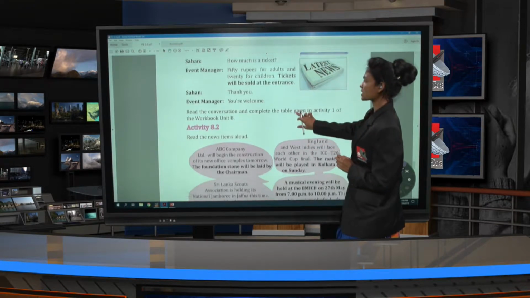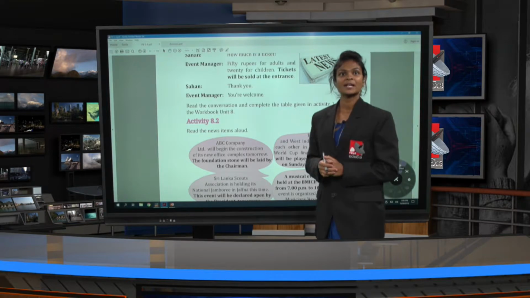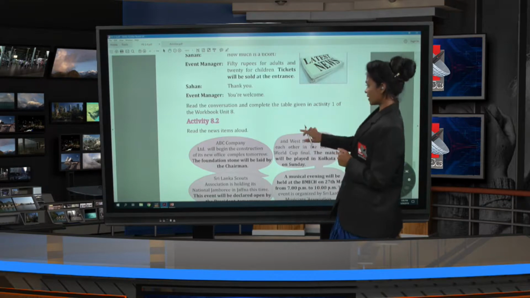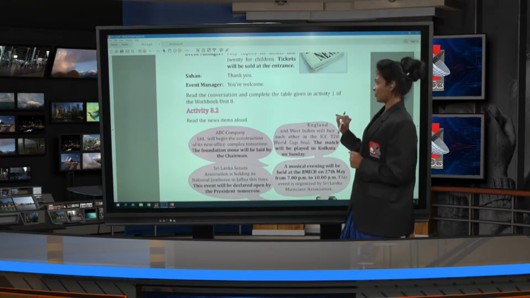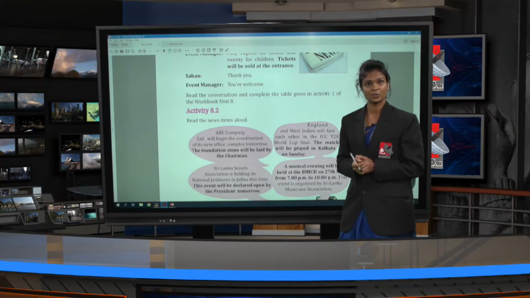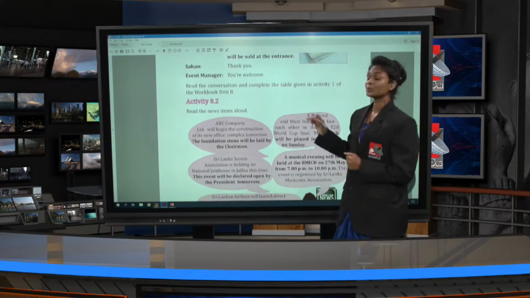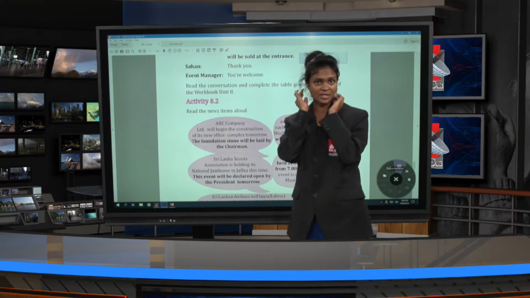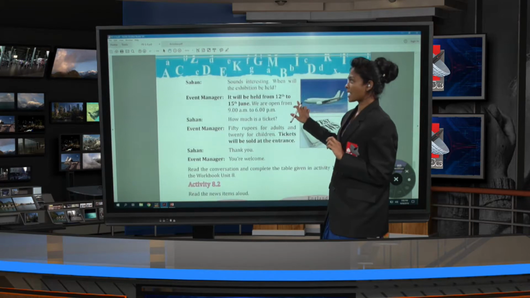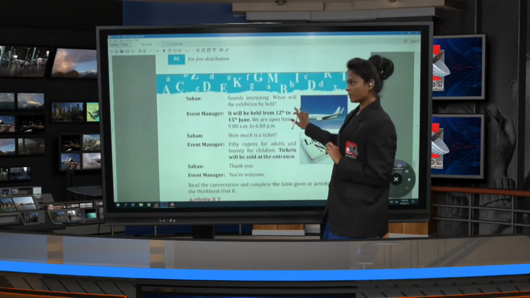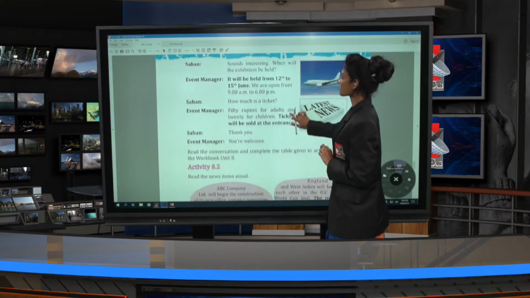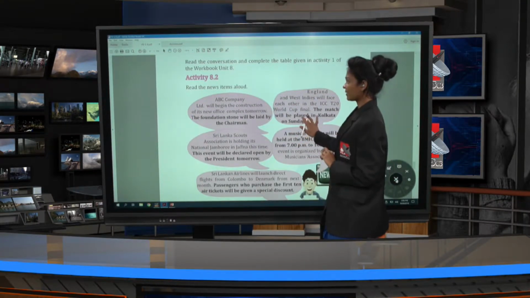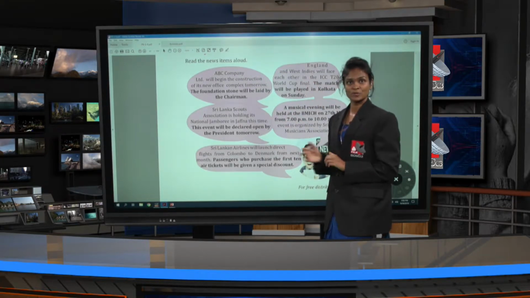Then there's an activity for you to do. What is it? Read the conversation and complete the table given in activity 1 of your workbook with regard to unit 8, right? I suppose you all will continue this activity with regard to this dialogue. Then I would like to move to activity 8.2, that is an individual activity.